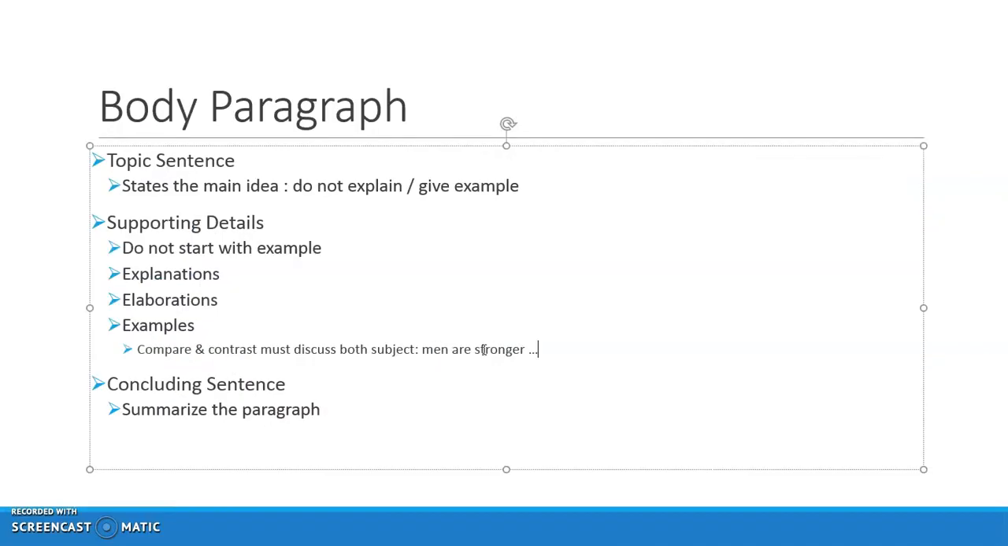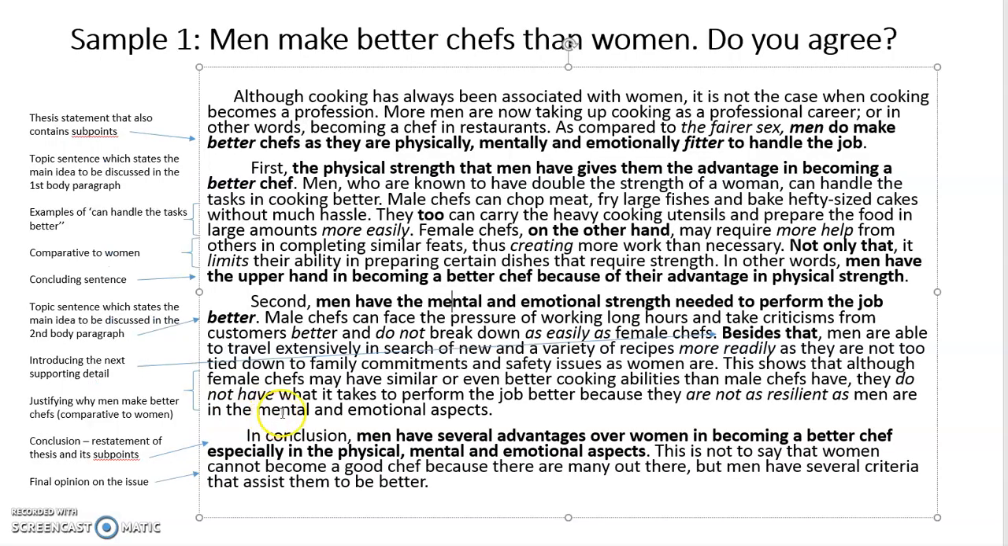Okay, that would lead to a problem. And then lastly is something that I believe is optional. It's the concluding sentence. In the concluding sentence, you would summarize the paragraph. If you look at here, the last sentence is the concluding sentence. In other words, men have the upper hand in becoming a better chef because of their advantage in physical strength. You can understand that this is the same idea that was mentioned in the topic sentence, because the topic sentence also contains a summary of the whole paragraph. So both of the sentences contain the summary of the whole paragraph.